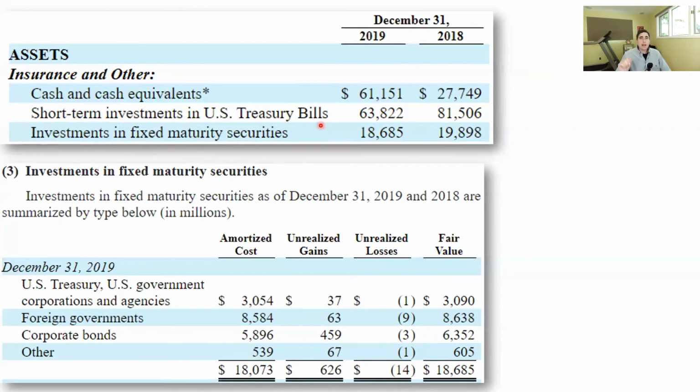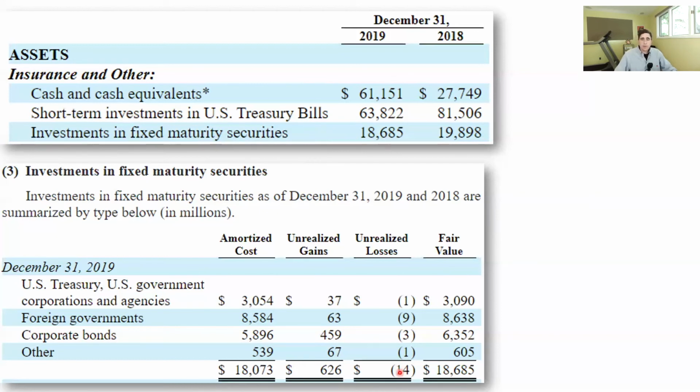Then they would reclassify or transfer all of these unrealized gains and losses out of accumulated other comprehensive income, which is an equity account. They're all sitting in there. So there's a net credit balance sitting in accumulated other comprehensive income. If they sold these investments, all of the net gain, so 626 minus 14, would be transferred into net income at the time of the sale. So the entire holding period gains and losses get transferred into net income when the company sells these investments.